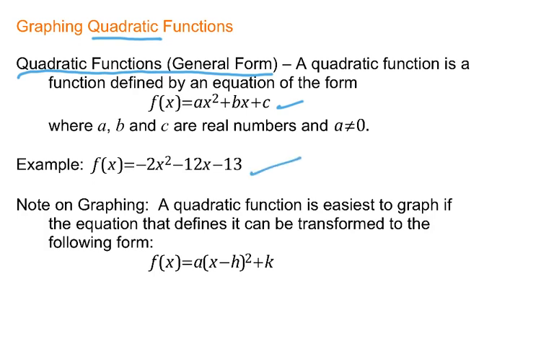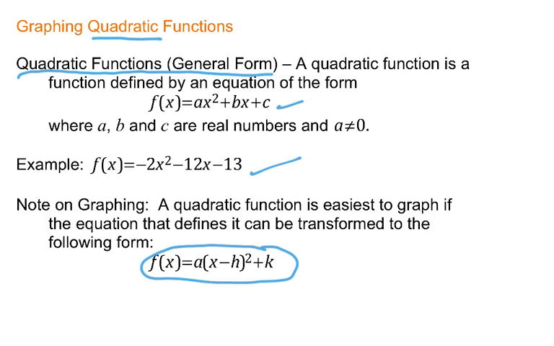Here's a nice example that we're going to spend some time looking at. f of x equals negative 2x squared minus 12x minus 13. In exploring the graphs of quadratic functions, we're going to see that if the equation can be transformed into a certain alternative form, we can use what we have already learned about graphing techniques earlier on to draw the graph very rapidly. So, a quadratic function is easiest to graph if the equation that defines it can be transformed to the following form.